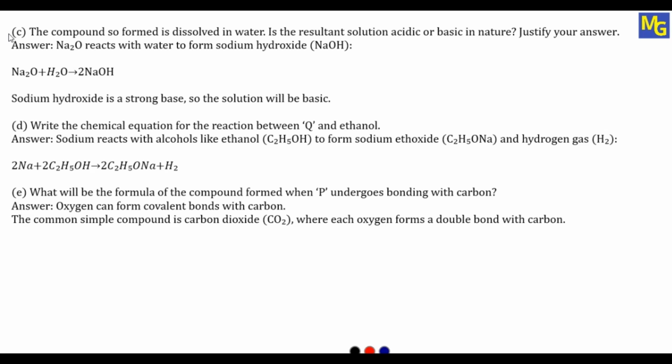Now the next is question C. The compound so formed is dissolved in water. Is the resultant solution acidic or basic in nature? Justify your answer. So the compound formed is sodium oxide, which reacts with water to form sodium hydroxide. You can see here when sodium oxide combines with water it will give NaOH.